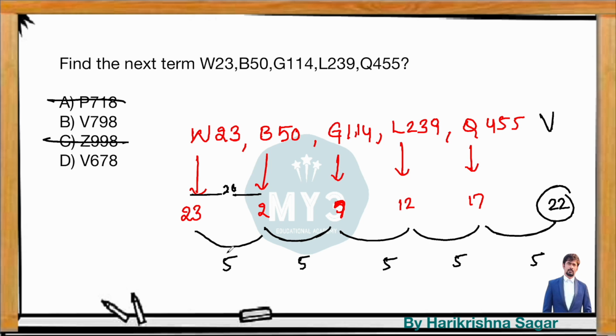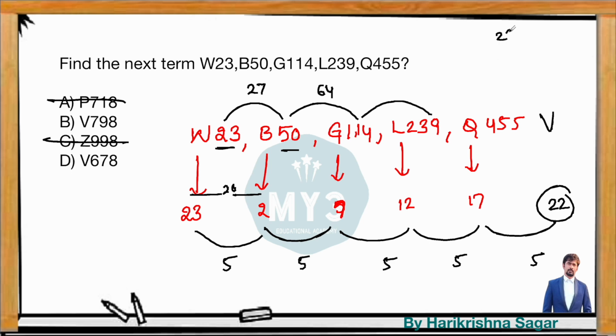And now let's look at the numbers. Understand what is the pattern or difference in the numbers. 23 to 50, what is the difference? There is a difference of 27. And 50 to 114, what is the difference? 114 minus 50 is 64. By looking at 27 and 64, as soon as you look at these numbers, you have to understand these are cube numbers.